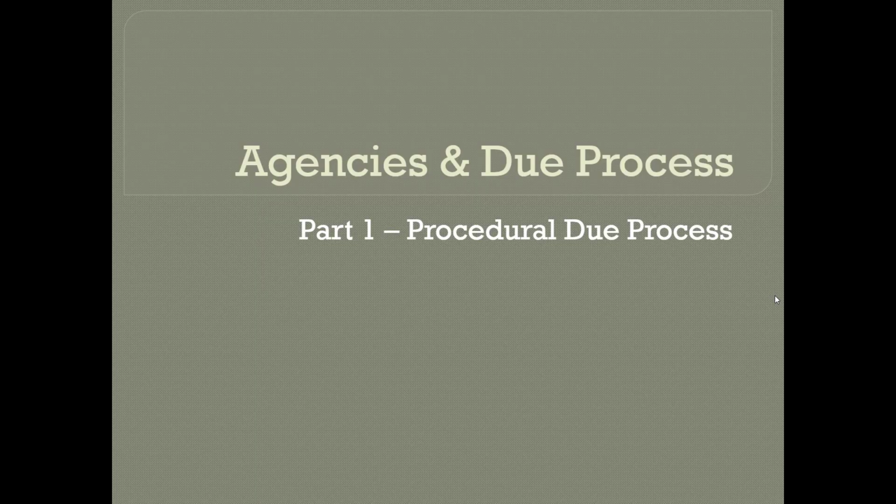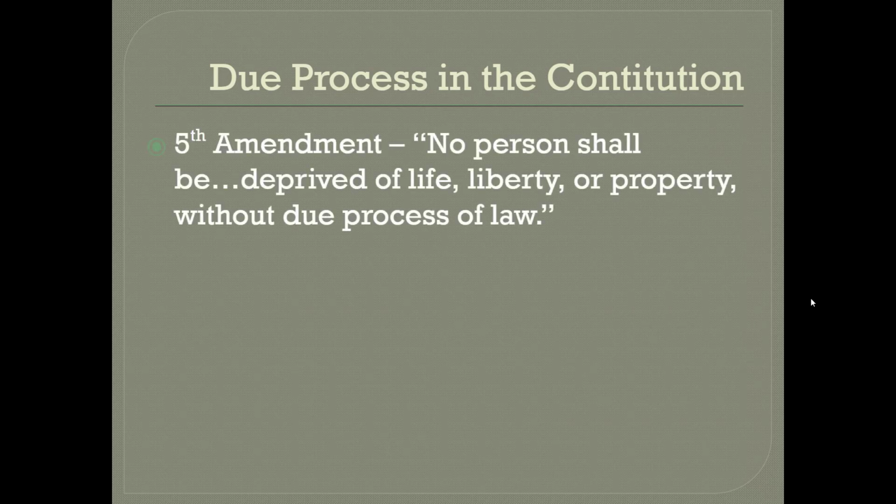At the beginning of the course, we talked about the difference between procedural and substantive due process. We now return to take a more systematic look at the concept of procedural due process and how it relates to administrative agencies. For this part of the course, we're focusing on two specific parts of the Constitution. First, the Fifth Amendment, which says, "No person shall be deprived of life, liberty, or property without due process of law." So we want to make sure to take a look at that.